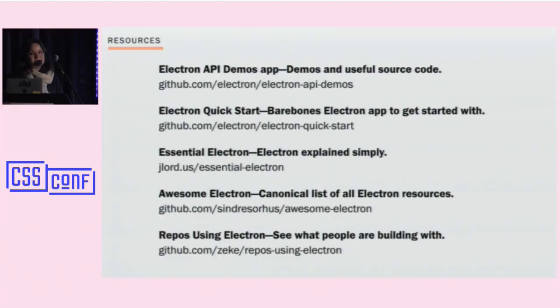Awesome Electron has this really long list of every single tool and talk and book about Electron, the API demos app. And then repos using Electron is a new one. It will give you the top 100 libraries that Electron apps are using, so you can kind of see it. Spoiler, it's React. But you can see the other 99 libraries that people are using in open source Electron apps on GitHub.